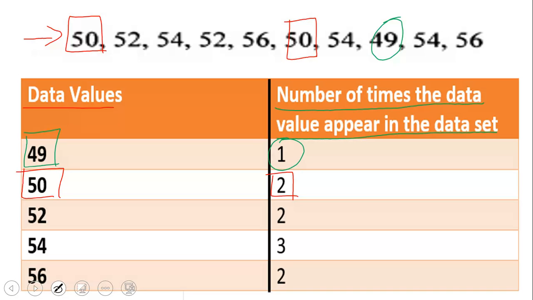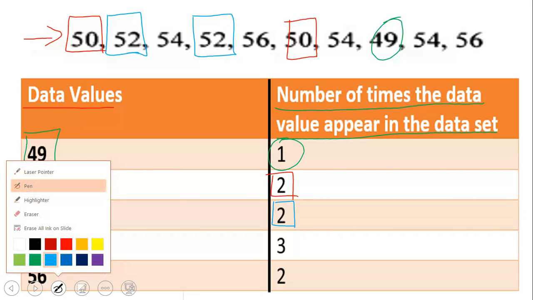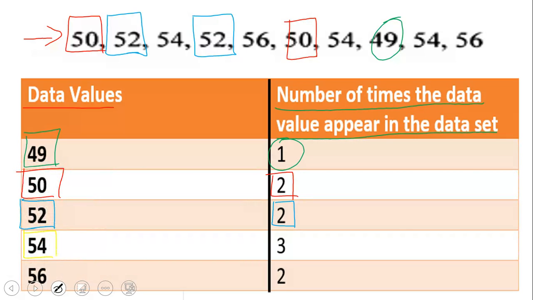Take a look at 52, and note that 52 appears twice in the data set, here and here, only twice. Take a look at 54, and note that 54 appears 3 times in the data set. It appears here, here, and here. So it appears 3 times in the data set.